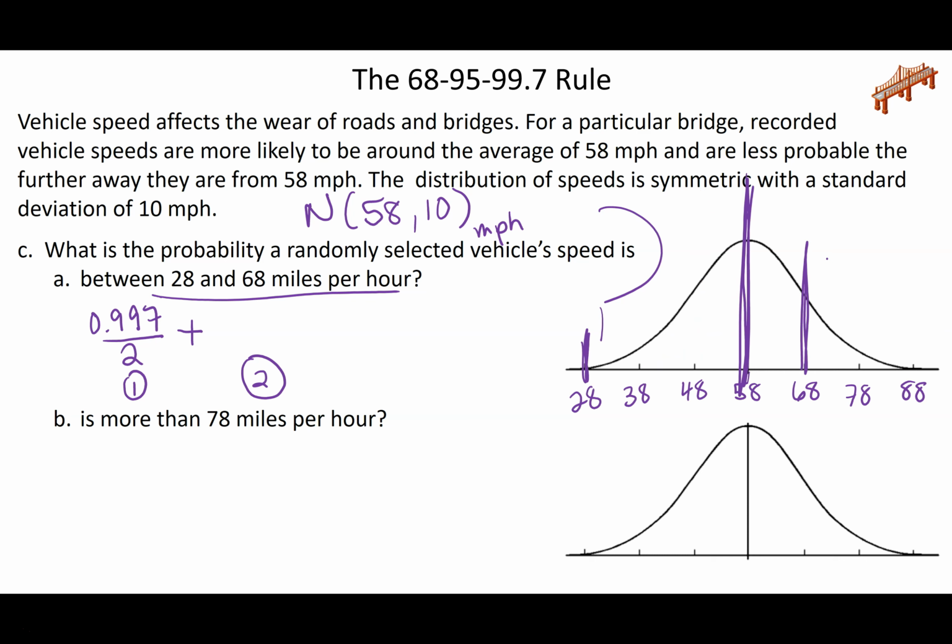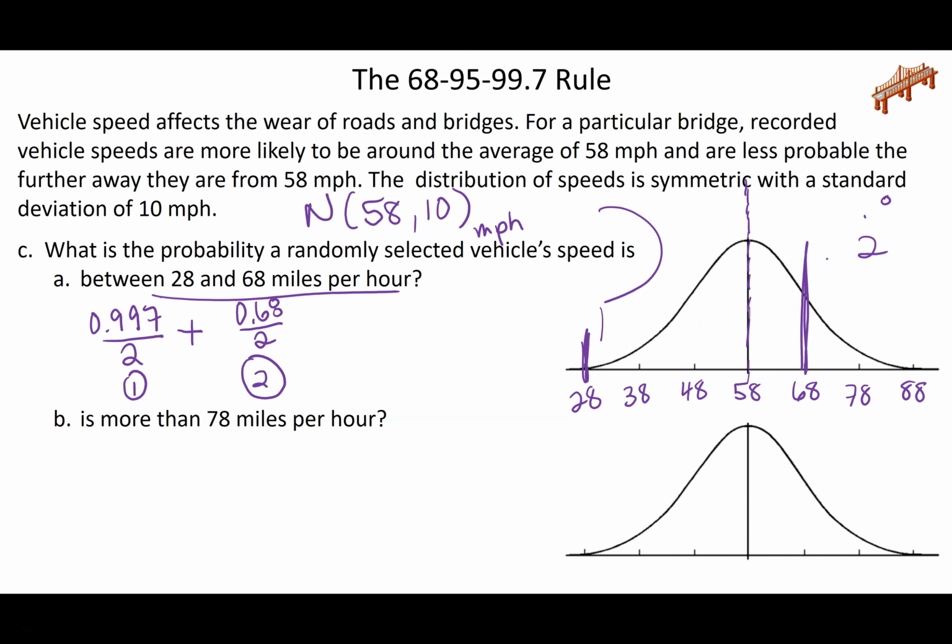If I had wanted from 48 to 68, that's one standard deviation in either direction, that's my middle 68%. But once again, if I fold it in half and only take this half, and it's really important that you have to fold it in half down the middle. You can't fold in half anywhere else. It won't work. Now I have that 0.68 divided by 2 in that wedge. So 0.68 divided by 2.